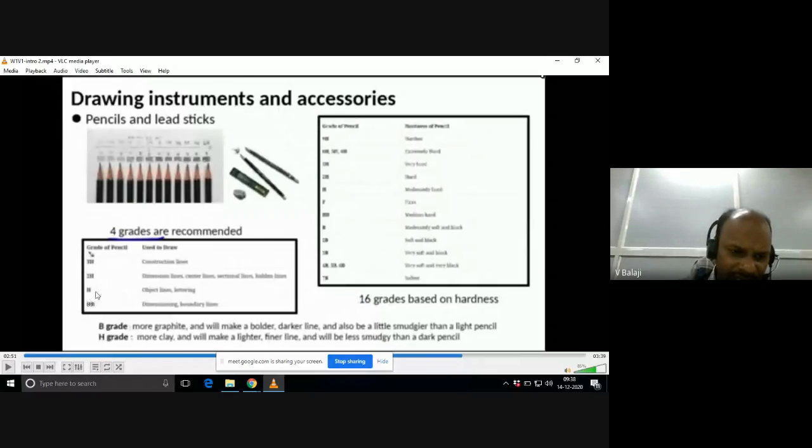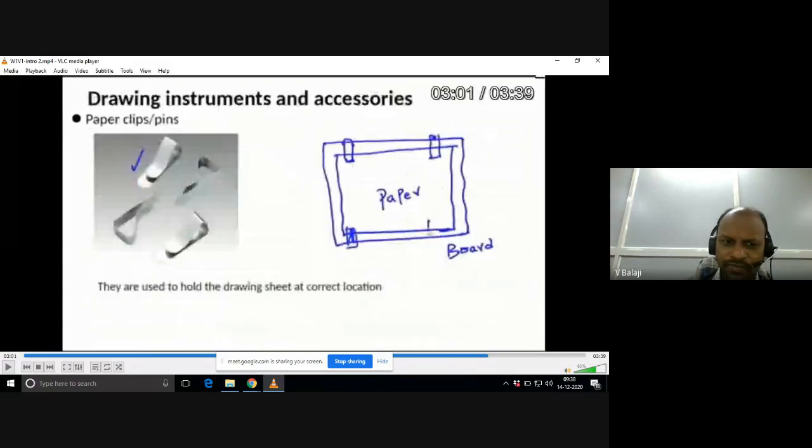If H is not there, you can buy 2H. If 2H is not there, you can find 3H. But any one of H pencil and HB pencil is very important. HB is to draw darker lines. To draw light lines, light curves, you can use H pencil or 2H or 3H. Remember this point. So you need only two pencils.